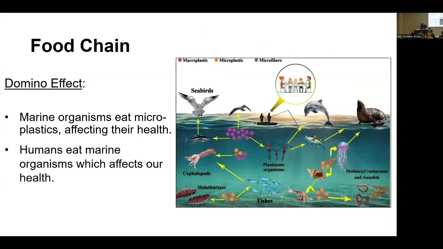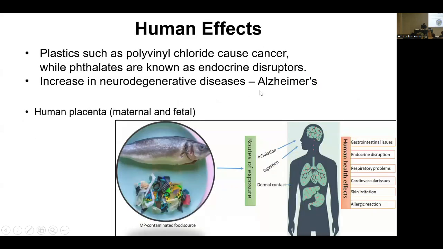Again, as I said, everything is connected, right? It's a domino effect. Marine organisms will eat these microplastics, it affects their health, and then we eat these marine organisms and that affects our health, as we can see here in the little graph picture. These little ones will eat the microfibers or microplastics, the larger ones will eat the little ones, and then they eventually end up on our dinner plates. And these are just three examples of human effects of what.